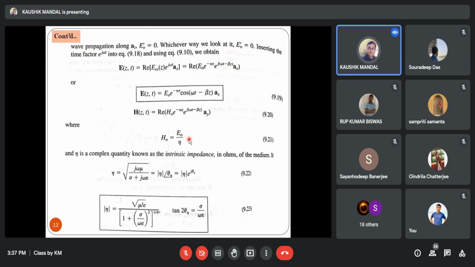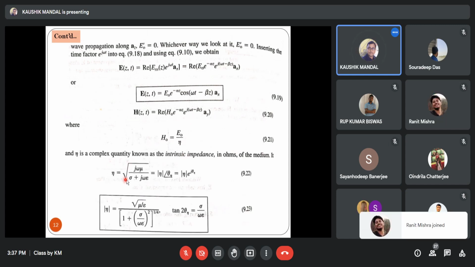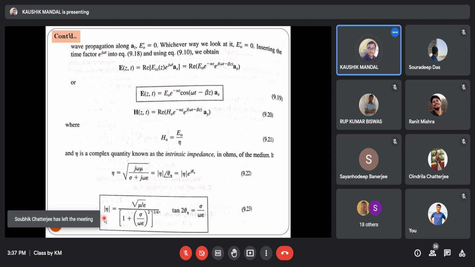Now solving these equations, you can find the value of η. η will be equal to the square root of jωμ by (σ plus jωε). In phasor form, you can write it as the magnitude of η times e^(jθn). The magnitude of η will be the square root of μ by ε divided by this quantity, and tan 2θ will be equal to σ by ωε. So these are the equations. You should check them.